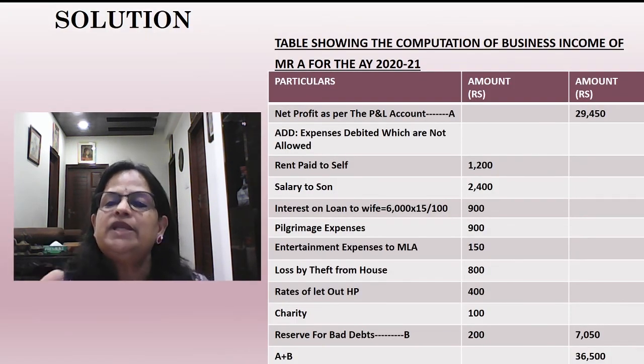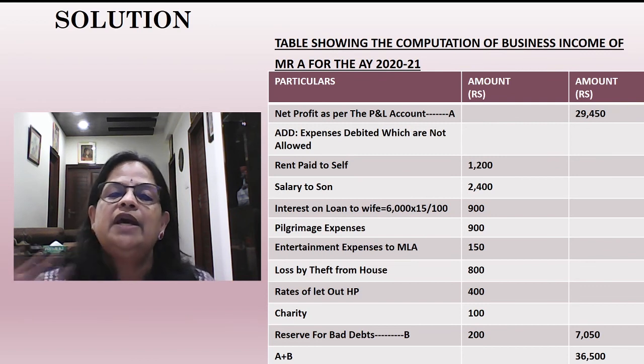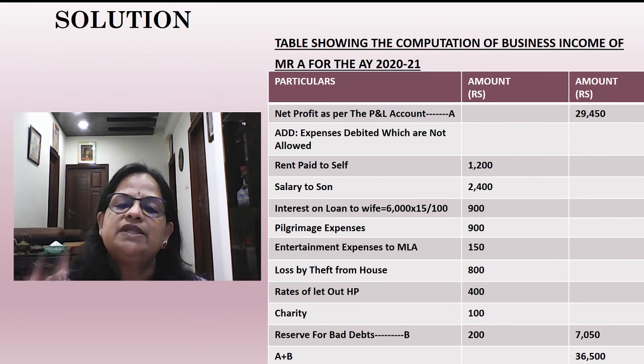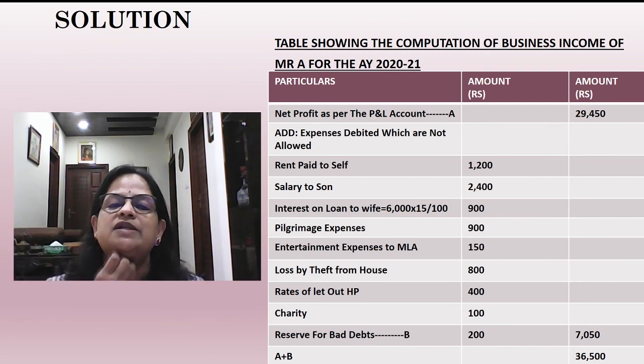Net profit 29,450. And expenses debited which are not allowed. Rent paid to self. So own building he cannot pay rent, 1,200. Salary to son not allowed. Interest on loan to wife, 6,000 into 15 by 100, 900, not allowed. Pilgrimage expenses 900 not allowed. Entertainment expenses to MLA, that is not allowed. Loss by theft from house.